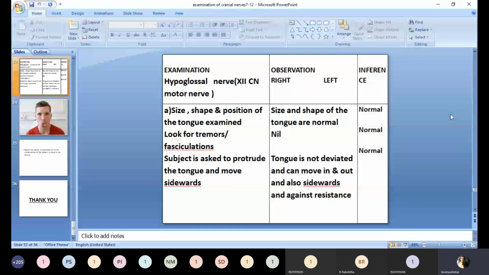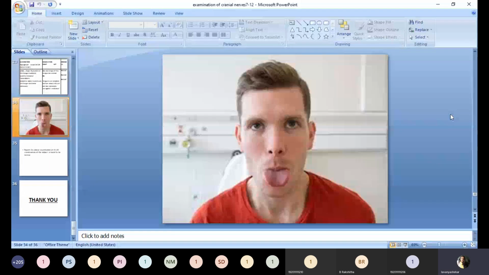Next, ask the subject to move his tongue from one side to the other or to lick his cheek and observe whether he can do it freely or not. This is how you are going to check for the movements of the tongue. If the subject is able to do all these movements and there is no change in the size and shape of the tongue, then the hypoglossal nerve is intact. So this is how you are going to check for the hypoglossal nerve.